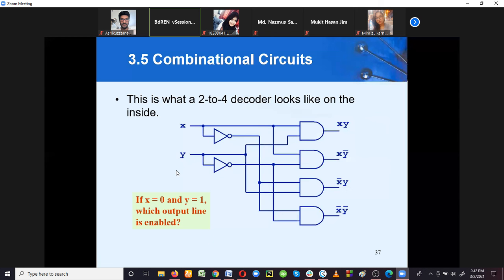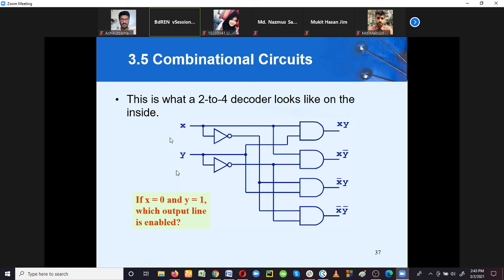Now that is what a 2 to 4 decoder looks like on the inside. So this is the decoder circuit. You have to remember the decoder circuit. If you observe, there are 4 AND gates. Observe the X input: first it goes to the AND gate, then X is inverted to X not, and this X not goes to the third and fourth AND gates.